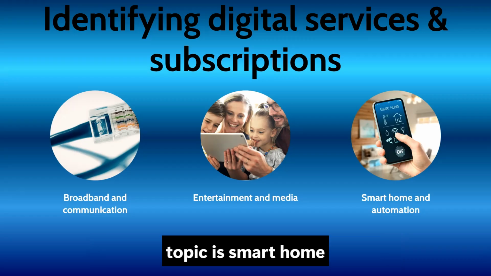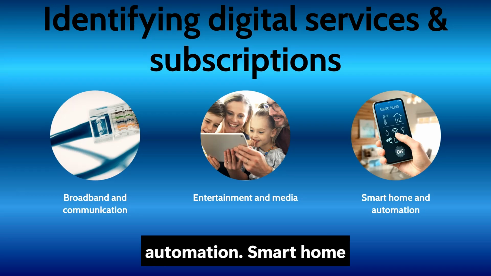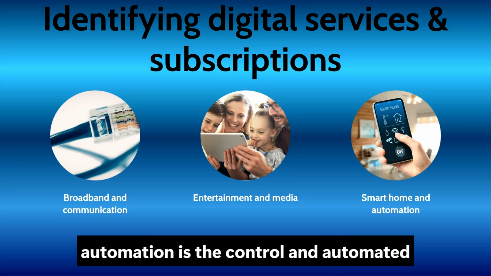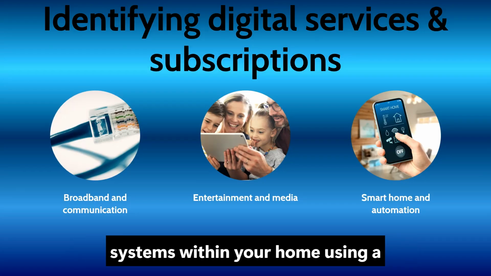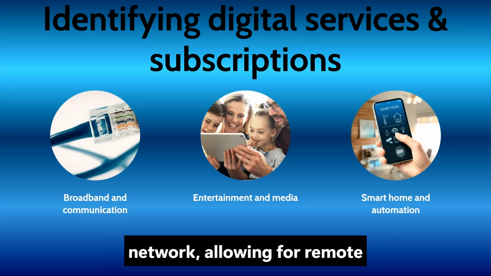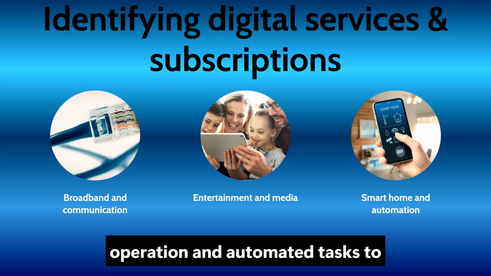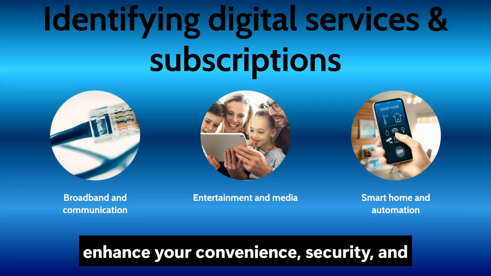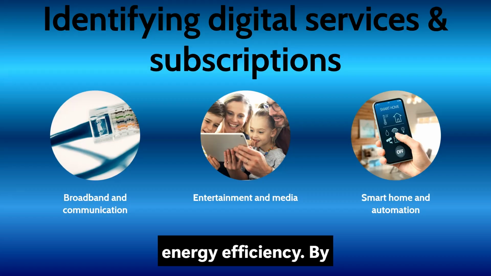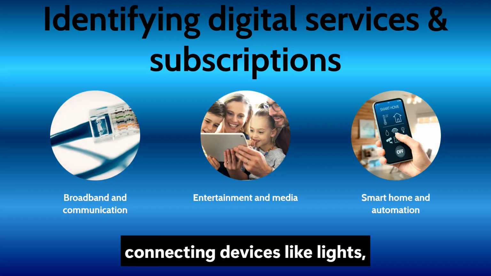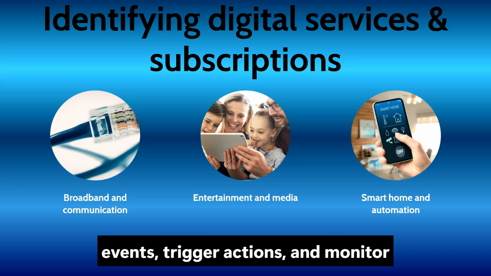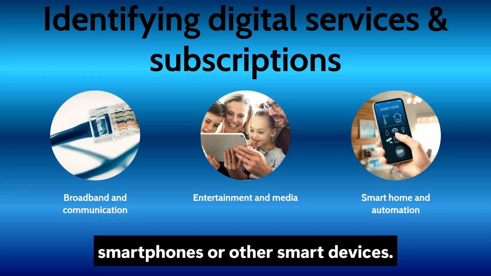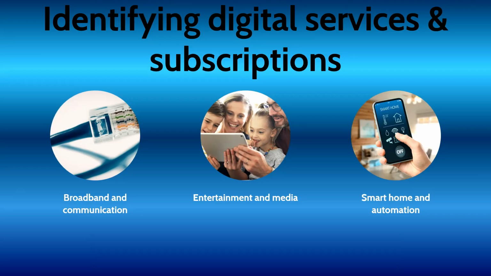And our third topic is smart home automation. Smart home automation is the control and automated management of electronic devices and systems within your home using a network, allowing for remote operation and automated tasks to enhance your convenience, security, and energy efficiency. By connecting devices like lights, thermostats, security systems, and appliances, homeowners can schedule events, trigger actions, and monitor their homes from anywhere using smartphones or other smart devices.